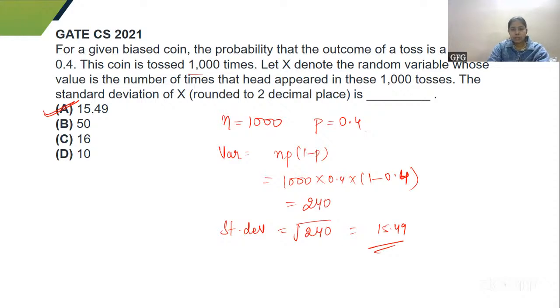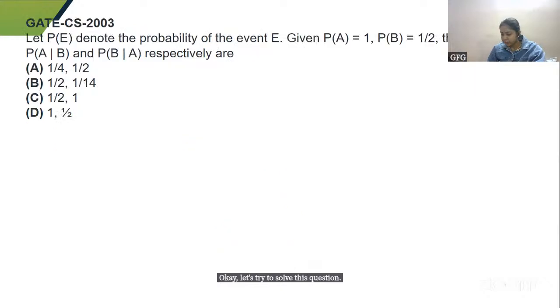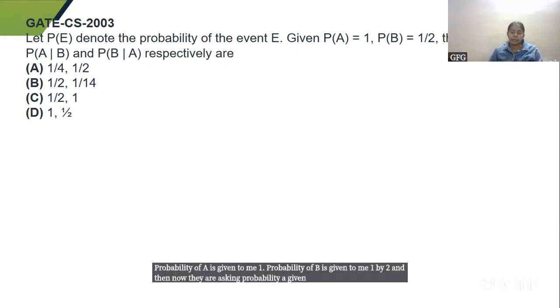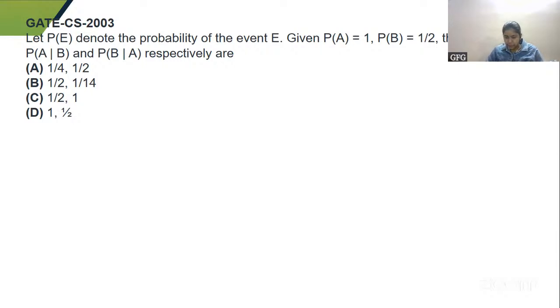Okay, let's try to solve this question. Probability of A is given to me as 1, probability of B is given to me as 1 by 2, and now they're asking probability of A given B and probability of B given A. Just try to solve it.